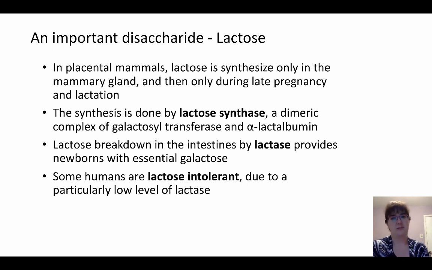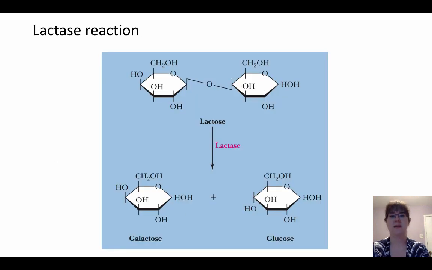The synthesis of lactose made by the mother is done by lactose synthase. The lactose breakdown is then done in the intestines by lactase, which will help those newborns be provided with that galactose. Some humans are lactose intolerant due to a low level of lactase. And there is our lactase reaction. So again, breaking down our disaccharide into galactose and glucose. And that's going to be the end of glycolysis. We made it.